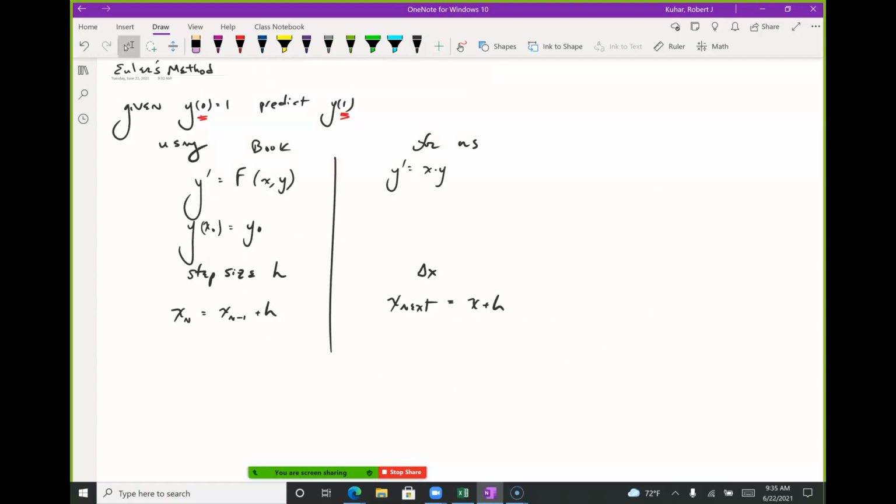And then finally I get y sub n is y sub n minus 1 plus h times f of x sub n minus 1 comma y sub n minus 1. Yes, it's horrible. For n equals 1, 2, 3, a bunch of steps, right?